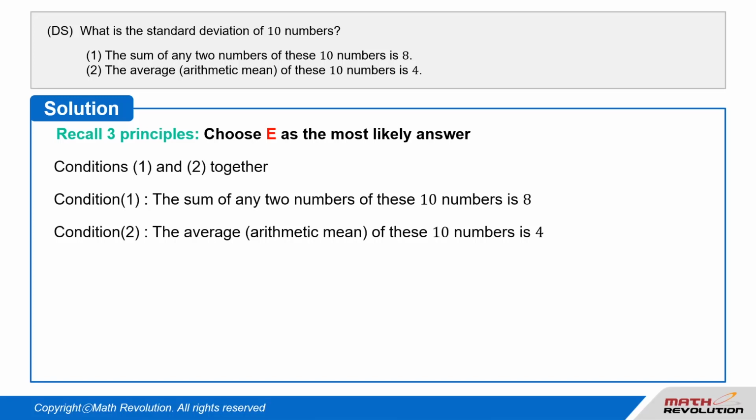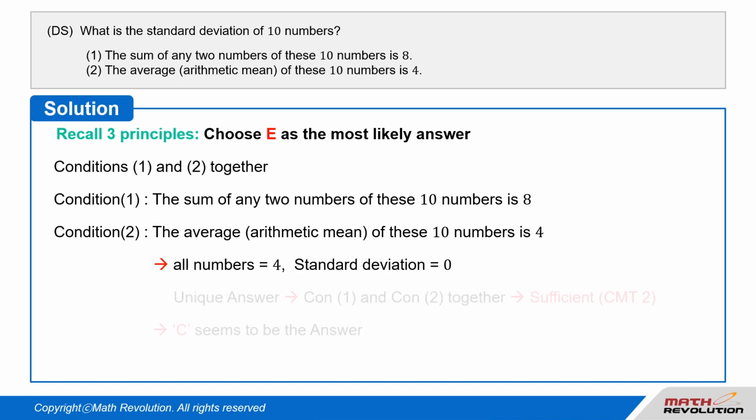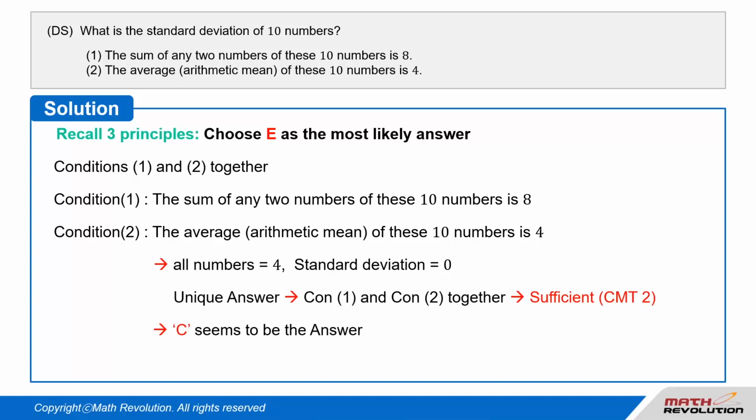Let's take a look at both conditions together. We get the sum of any two numbers to be 8 and the average to be 4. So all the numbers are 4, and the standard deviation, therefore, is 0. So, the answer is a unique value, and the conditions combined are sufficient by CMT 2. C should be the answer.